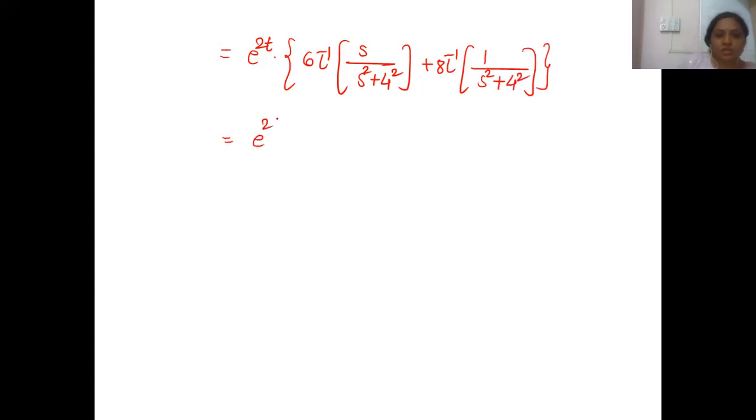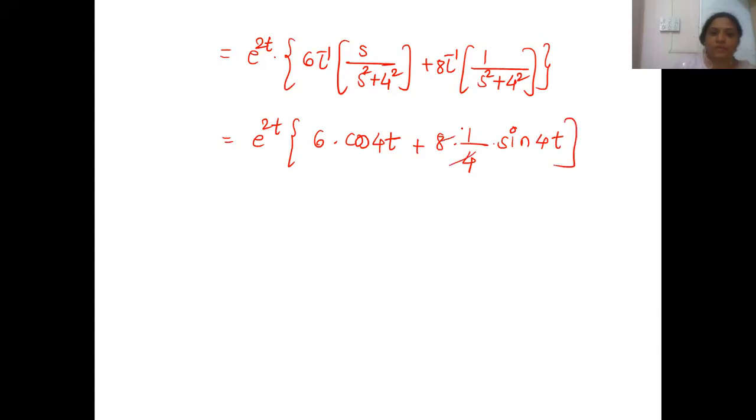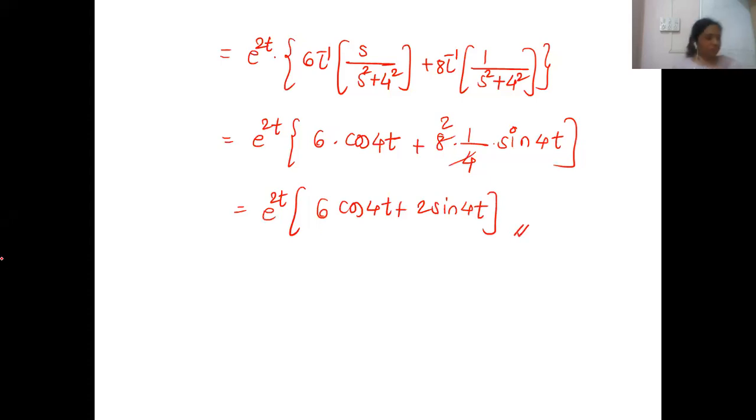So it is e raised to 2t, 6 into, what is that? cos 4t, a is 4, right? Plus 8 into 1 upon a, so 1 upon 4 into sine 4t. So here it is 2. So yes, your answer is e raised to 2t into 6 cos 4t plus 2 sine 4t. Is there any doubt? It is done.